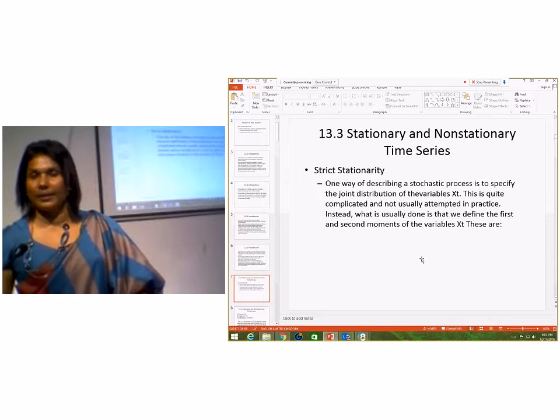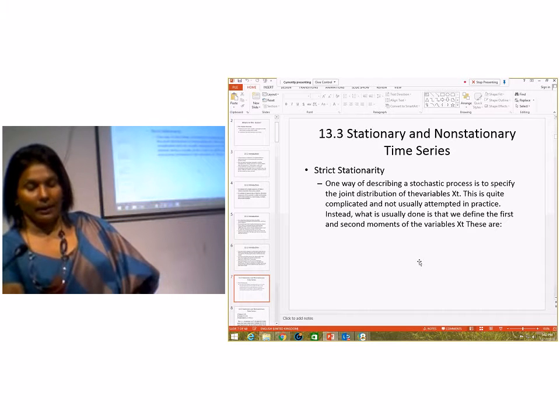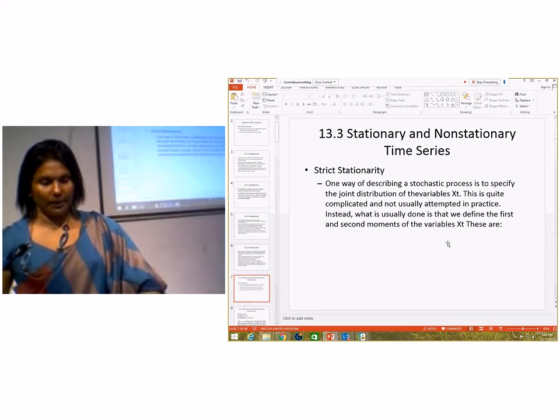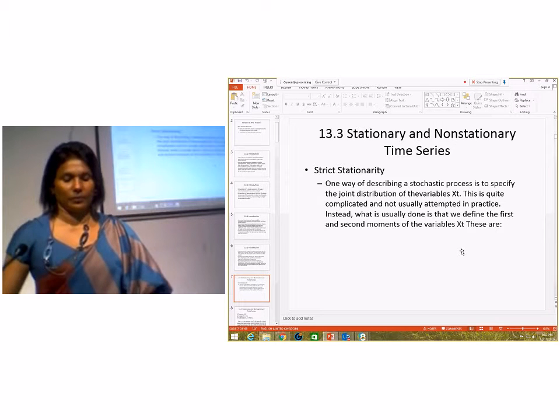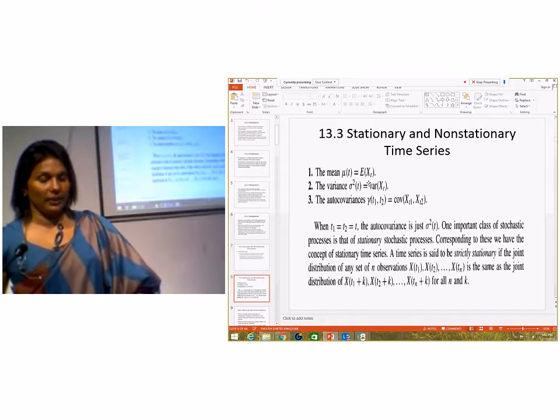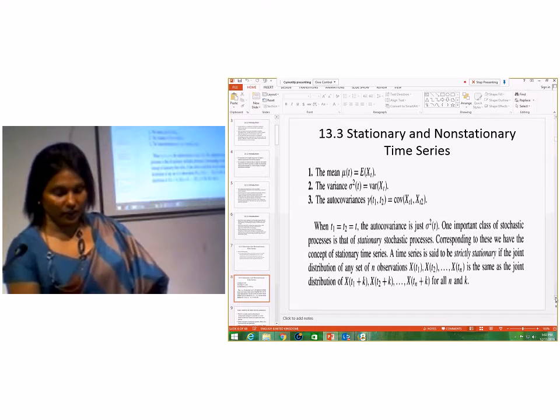Right, time series data are often non-stationary, and we need to check whether our data are stationary or not over time. The stationarity and non-stationarity of time series. This is stationary and non-stationary data. This is the theoretical explanation of stationary and non-stationary.